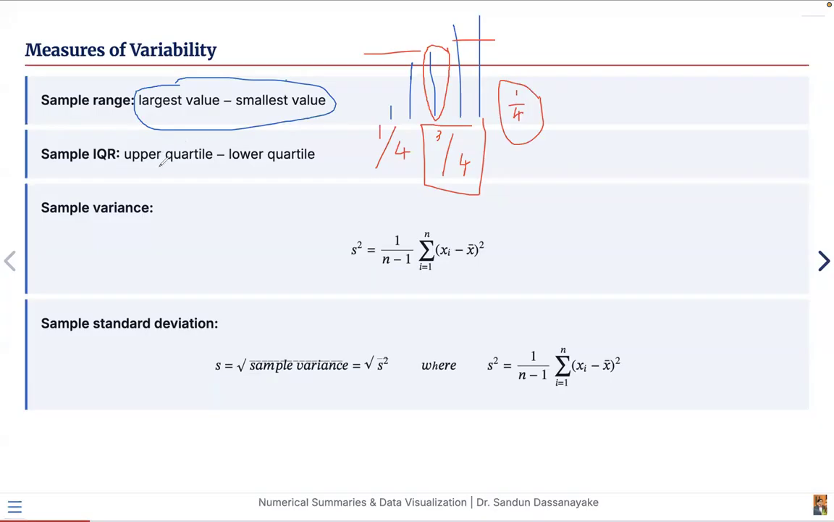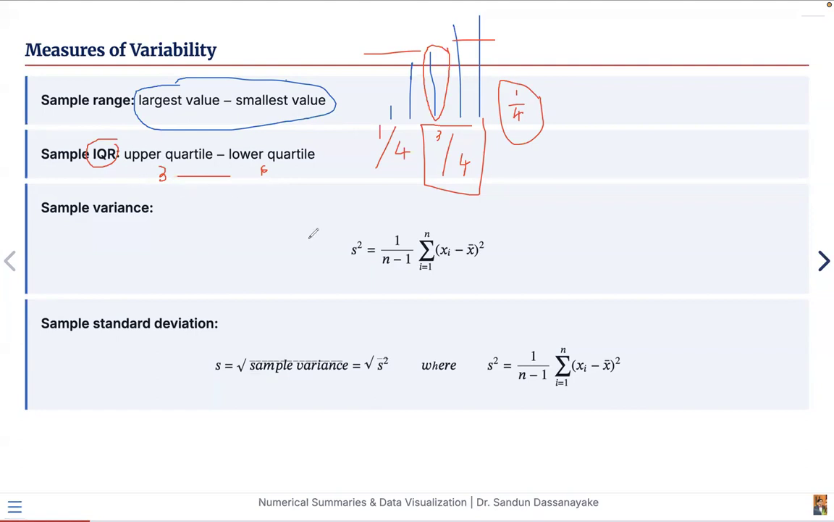The upper quartile is the third quartile, and the lower quartile is the first quartile, and the difference between these two is considered the interquartile range. So that is what the IQR means. Now we'll come to that in a few slides.